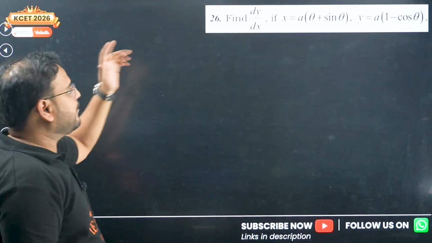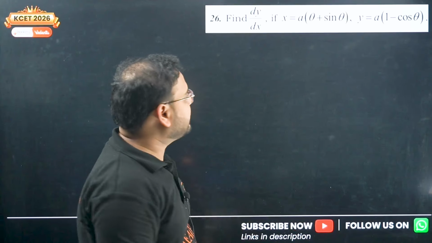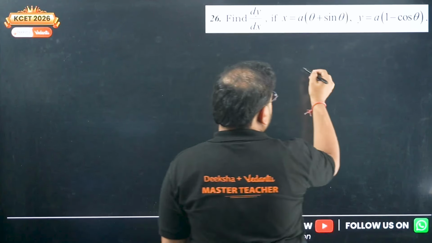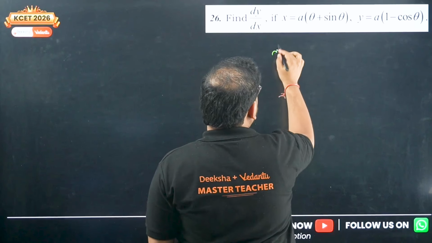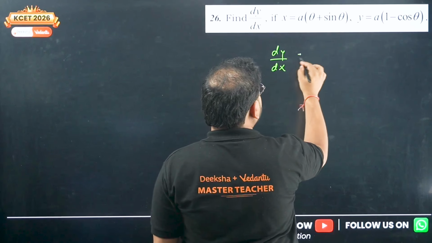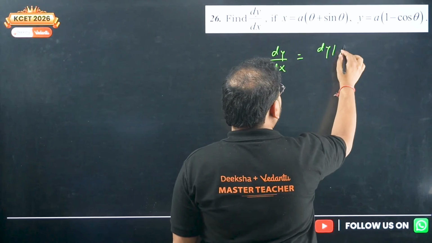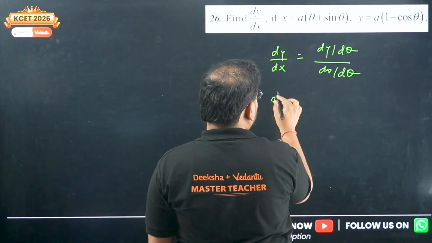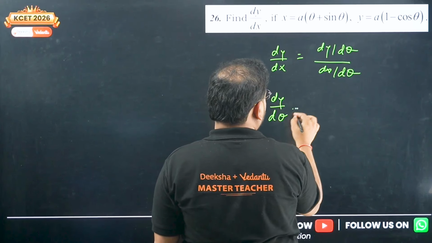Okay. Derivative of this using the parametric form. How would you solve it? Solve for each of them individually and use the ratio. Okay, sir. Let's find from here. So dy by dx is given as dy by d theta upon dx by d theta. Okay, let's try this first. Dy by d theta first.